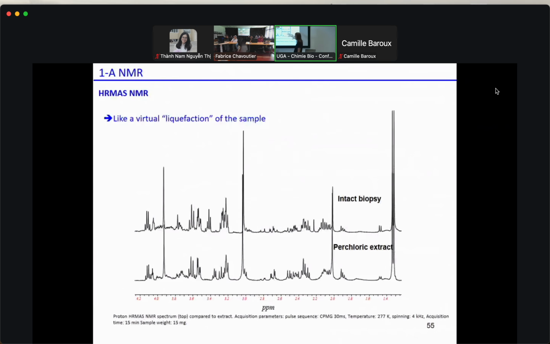So we use this method a lot. I will show you an example. This is very interesting for cells, for biopsies, and for small organisms also. I have used it for Daphnia. I don't know if you know what Daphnia are. They are very small crevette. I don't remember how to say that in English. And we put it into the magnet at the magic angle.